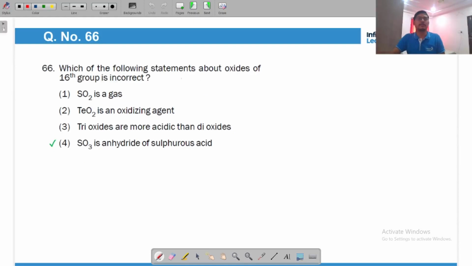Which of the following statements of oxide of group 16 is incorrect? SO3 is the anhydride of sulfuric acid, not sulfurous acid, right? So this one is incorrect. The rest are all correct.